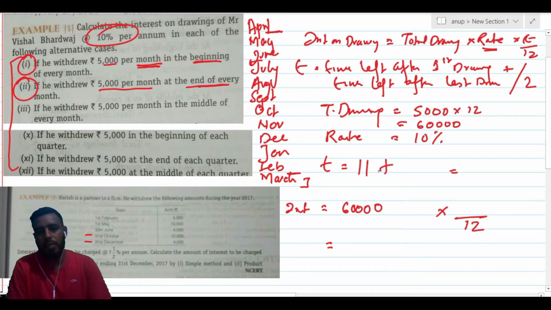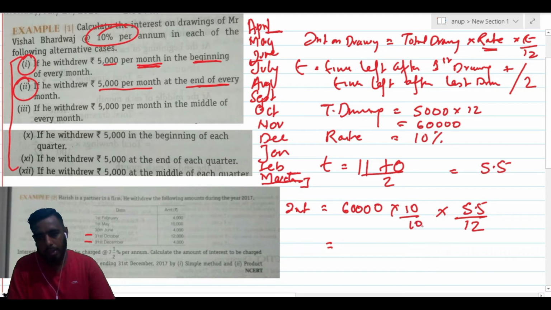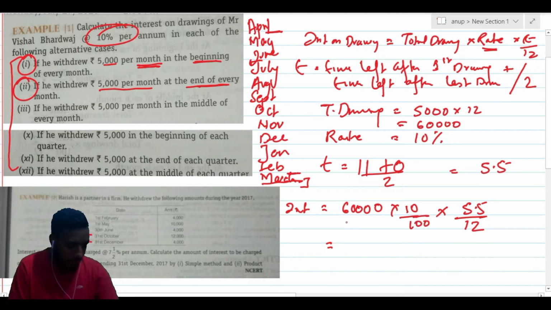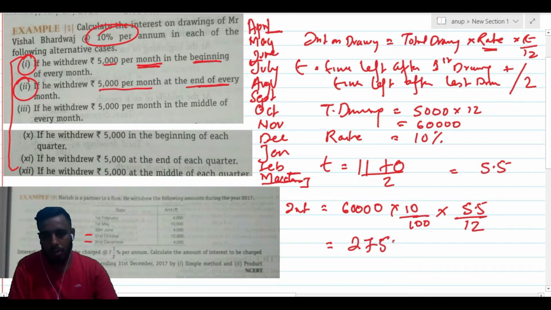And what is the time left after last drawing? The last drawing date is 31st March, so time left will be 0. So 11 plus 0 divided by 2 is 5.5. So we'll put 5.5 instead of t. The rate as usual is 10%. So how much will we get in this case? We calculate it and we get 2,750.